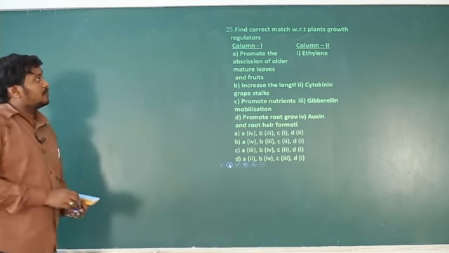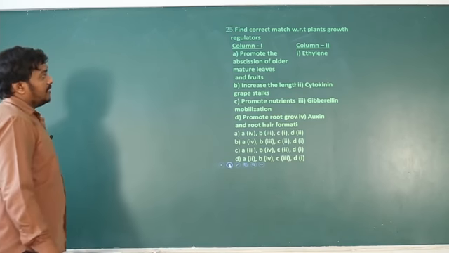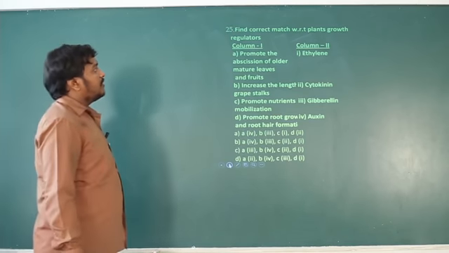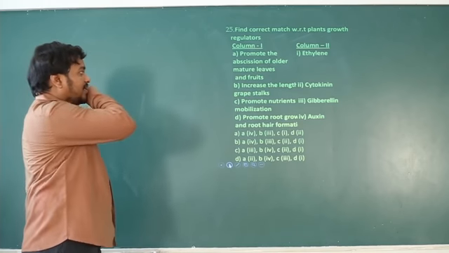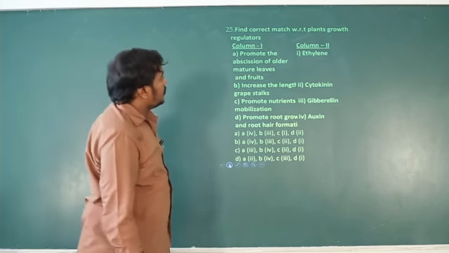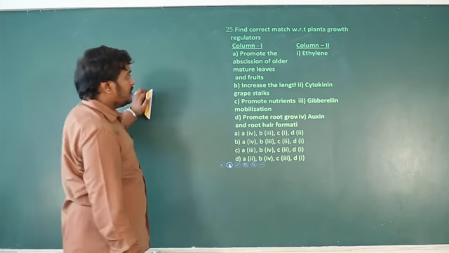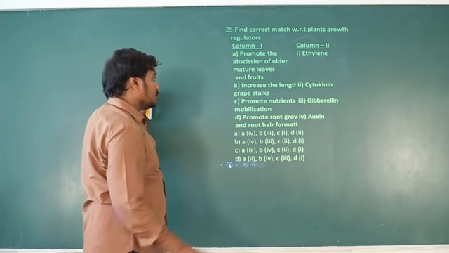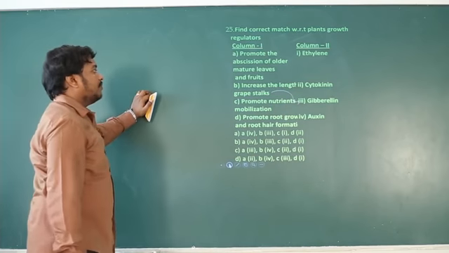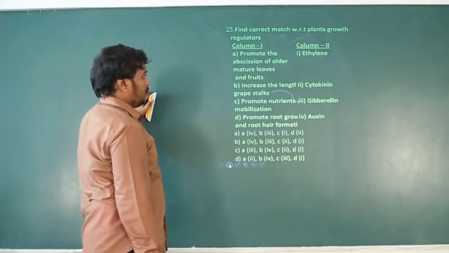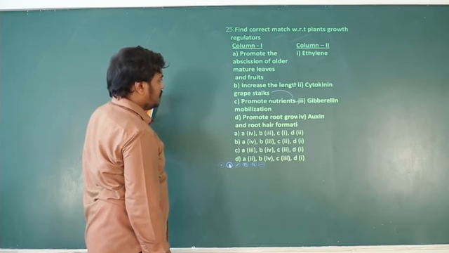Okay. Find the correct match with respect to growth regulators. Promote the abscission of older mature leaves and fruits. Which one promotes it? So 1, 2, 3, 4. Promote the abscission of older and mature leaves. Increase the length of grape stalk. So this is direct, you can choose this. B3. Then promote nutrient mobilization, and promote root growth and root hair formation.